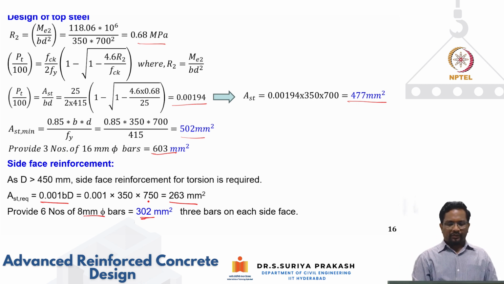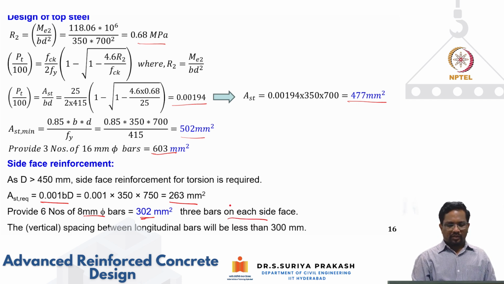Okay, so you put 3 on each side of 8 mm bar, then the vertical spacing between the longitudinal bars also should be less than 300 mm.